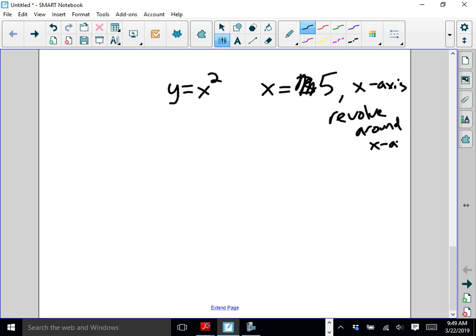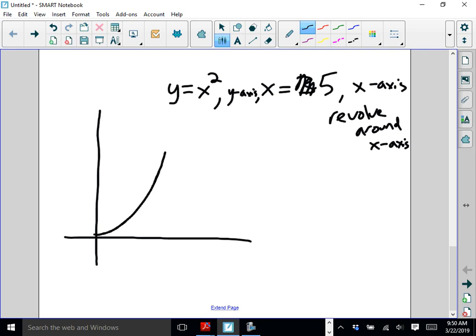So here's my function. I also need a bound of the y-axis. I'm only going to work with quadrant 1 here. So here's what y equals x squared looks like, just in quadrant 1. Here's my 1, 2, 3, 4, 5. Here's my vertical line at 5. And this is the region I'm talking about.